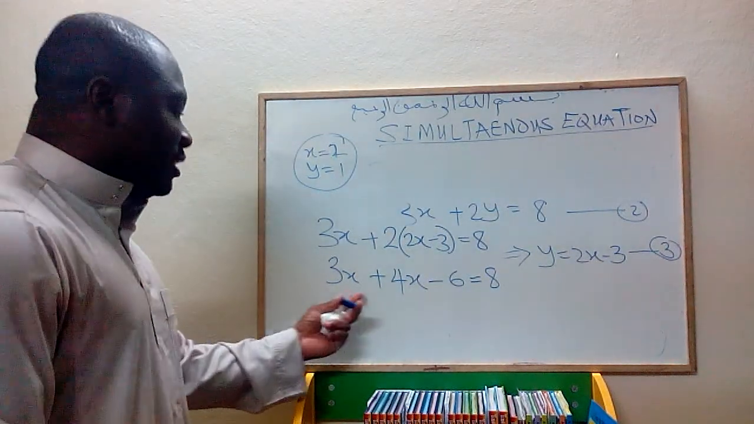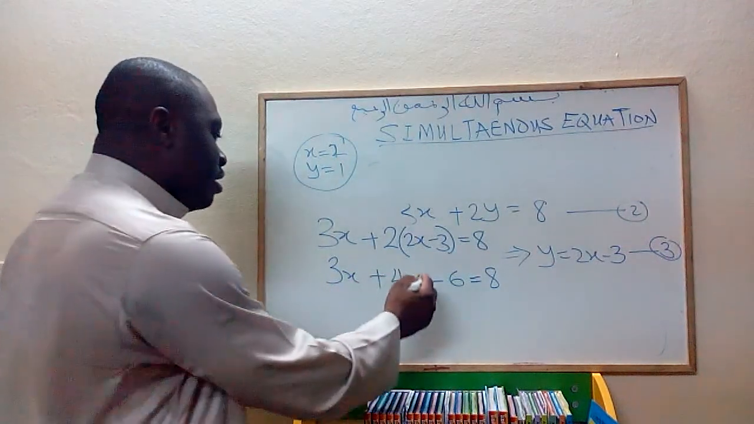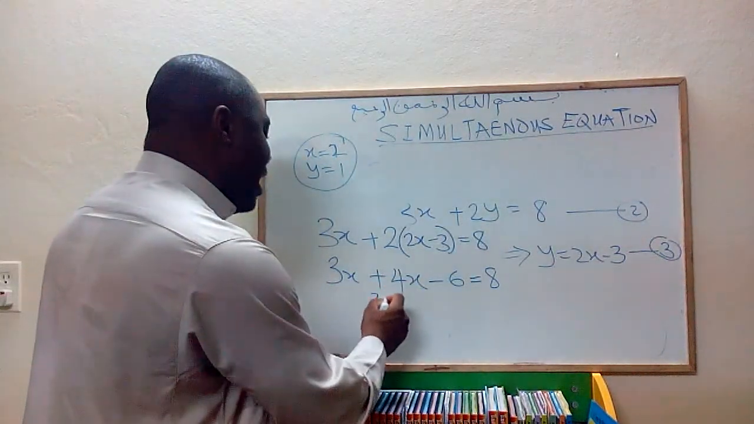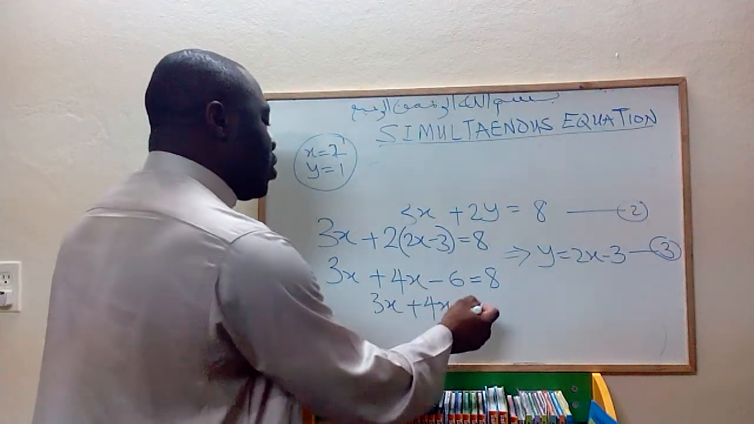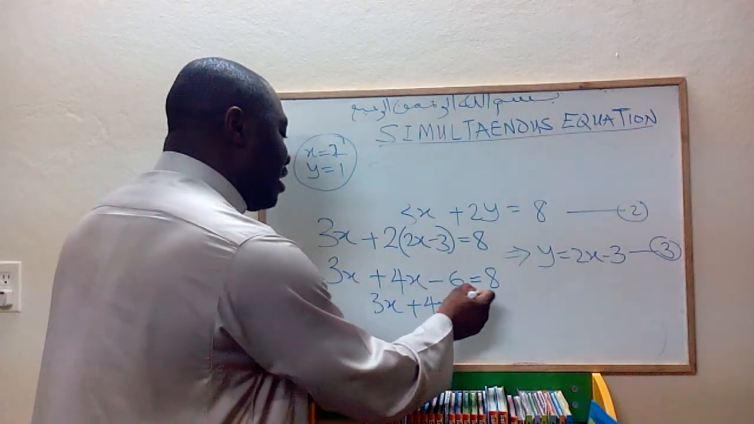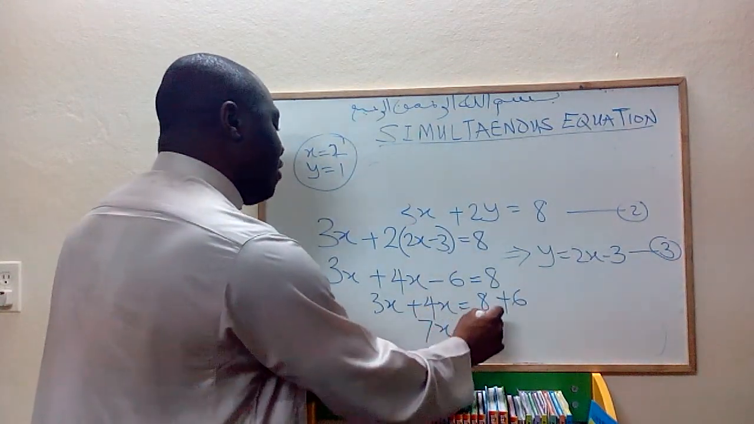By like terms, the terms in x on one side, the terms that are not x on another side. So what do you have? 3x plus 4x. Then we'll take 6 to the other side. You cross the bridge, the equal sign. We have 8 plus 6. So we have 7x equals what? 14.